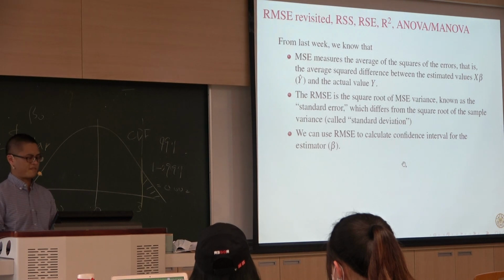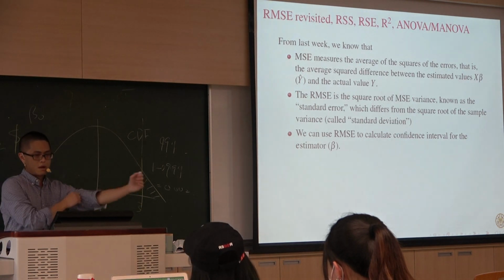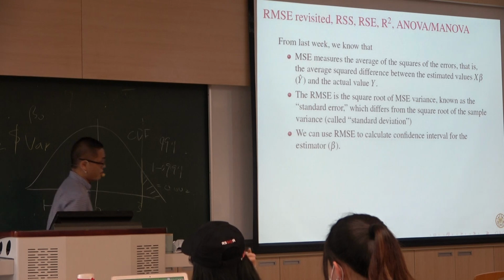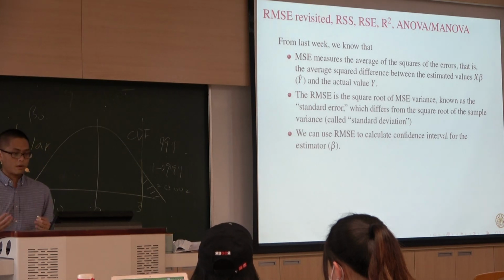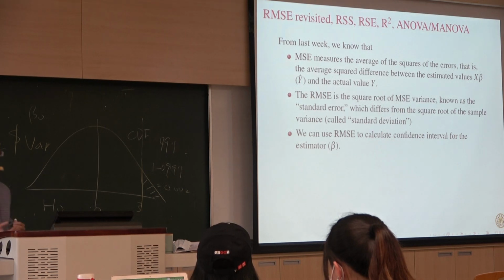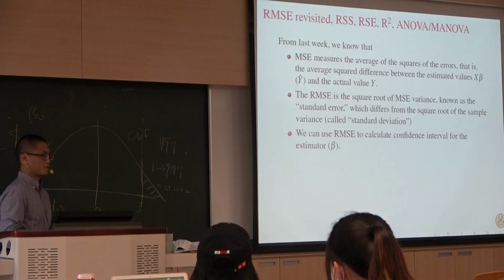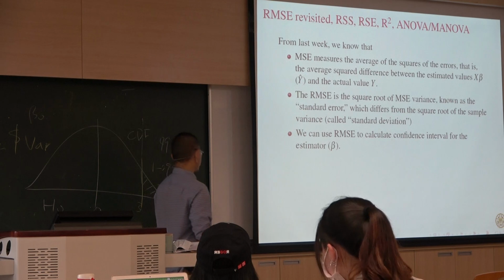And here is where the MSE comes out. The mean square error basically refers to the average of the square of the error, or simply the average square differences between the actual value and the predicted value.